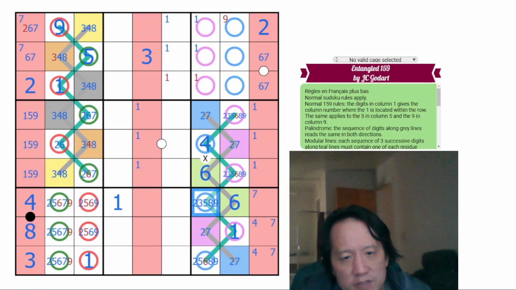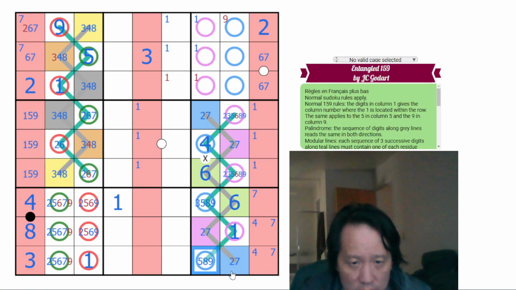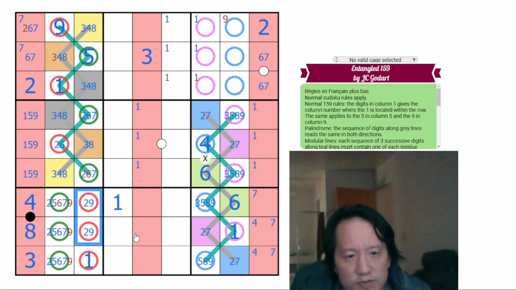Well, this can't be 6. It can't be 2 anymore. So this is 3, 5, 8, 9. No 2, no 6. No 4. This becomes 5, 6, right? This is 1, which forces this to be the 7 because of modularity. This is 5, so that forces this to be 2 because of modularity. This is 6. So that forces this to be 7, this is 2, this is 7, this is 2.